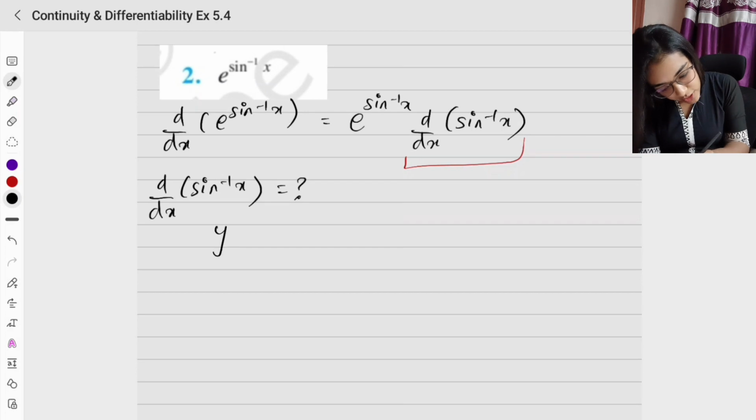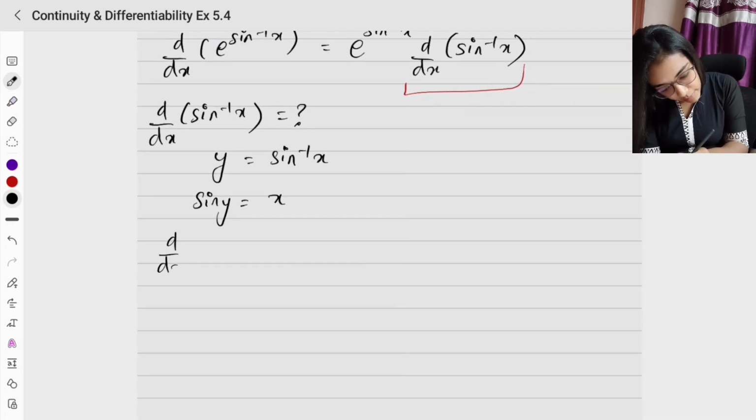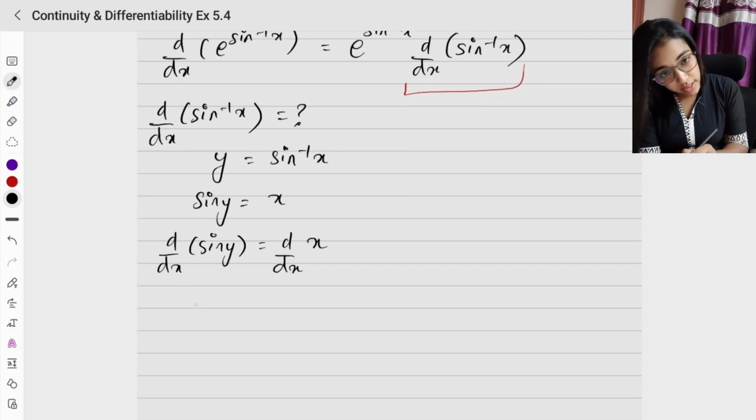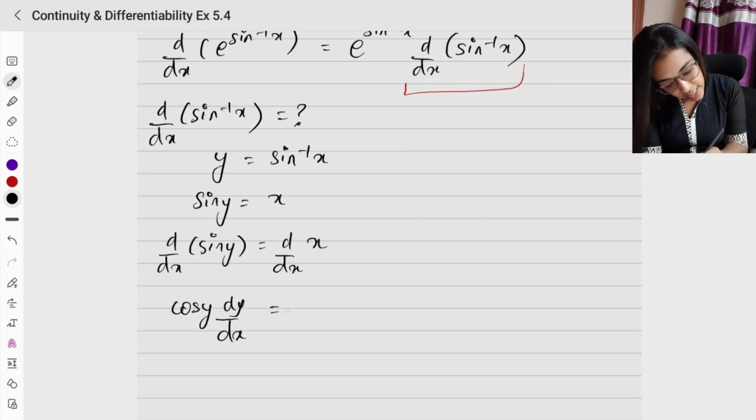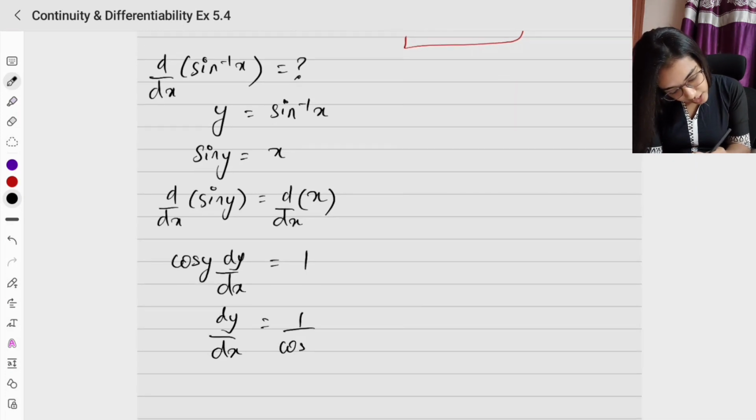I'm going to equate this to y. So y is equal to sin inverse of x. When I take sin on both sides, sin y is equal to x. Taking the derivative on both sides, I'll have d by dx of sin y equals d by dx of x. What is the derivative of sin? Cos. So cos y times, don't forget the y, dy by dx is equal to d by dx of x, which is going to be 1. So what is my dy by dx? Which is equal to 1 divided by cos y.